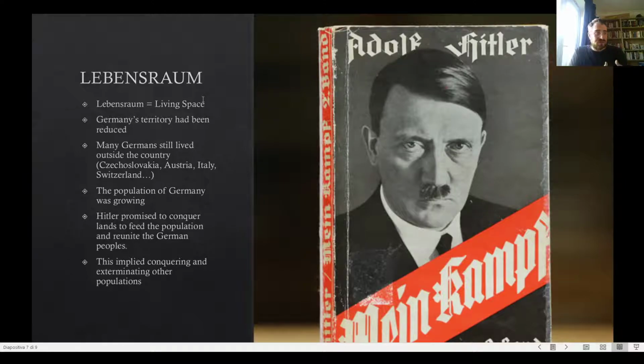The expansion of this allegedly superior German nation was to take place, obviously, via military conquest and extermination.